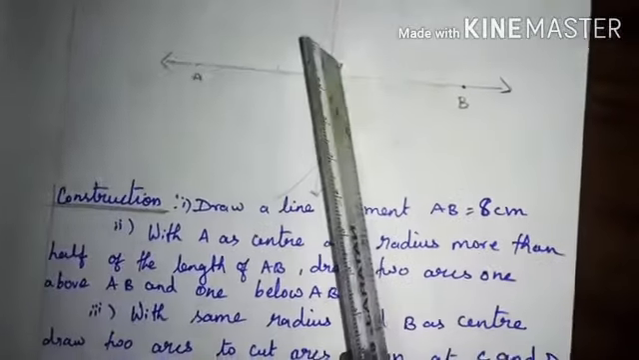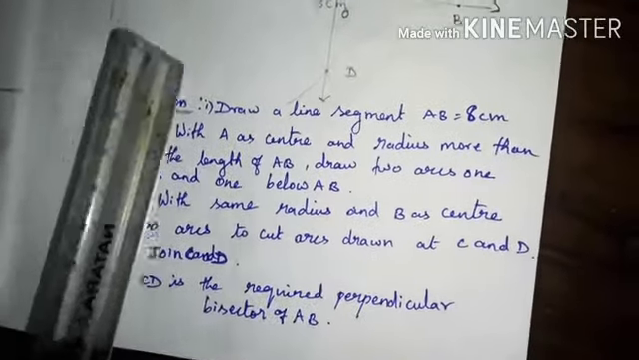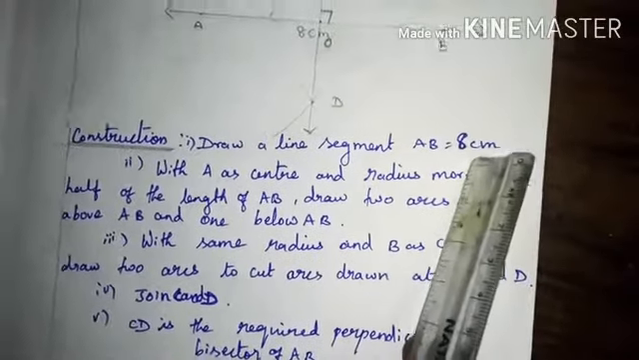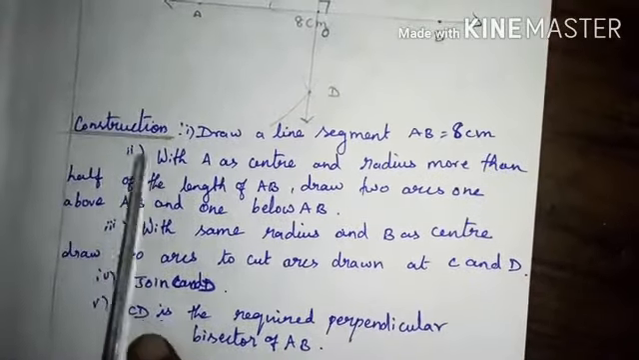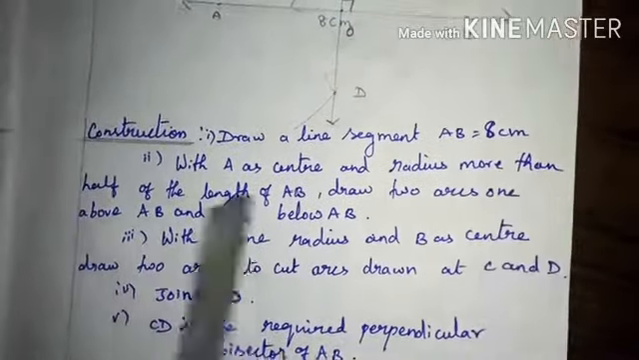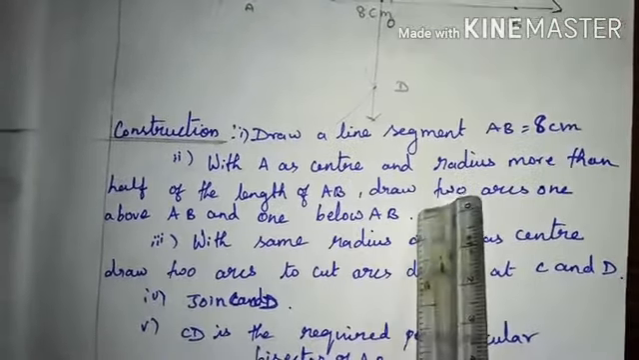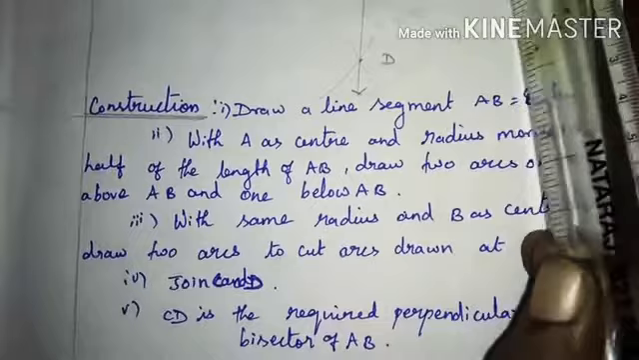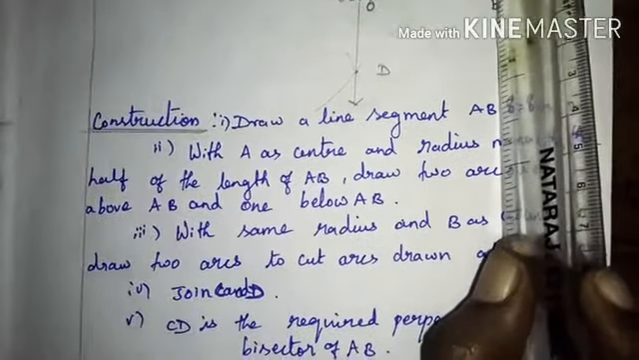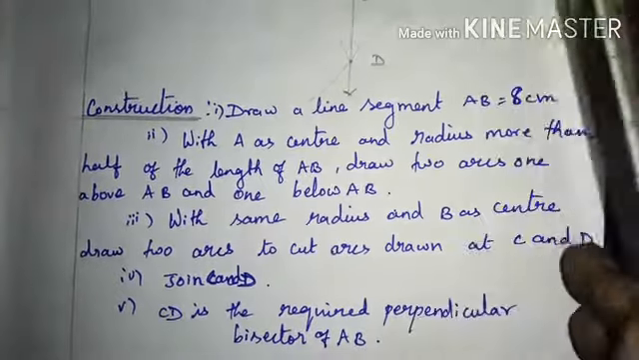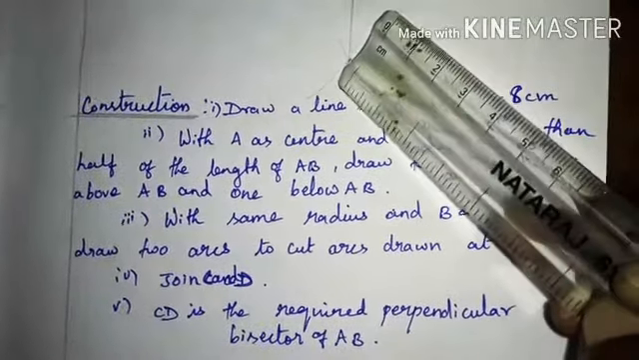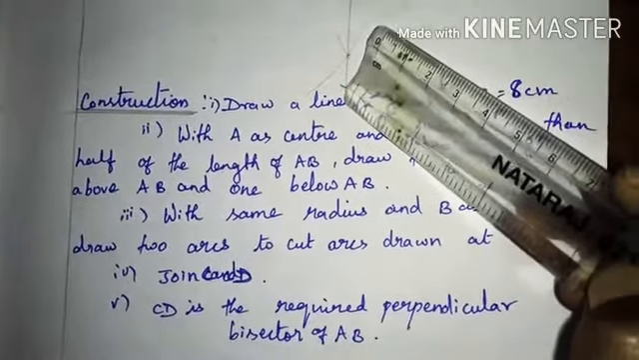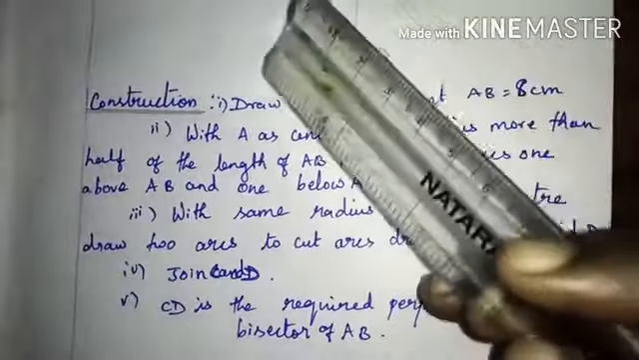After constructing the perpendicular bisector, you have to write the construction, how you constructed it. First, draw a line segment AB equal to 8 cm. Next, with A as center and radius more than half of the length of AB, draw two arcs, one above and one below the line AB. With the same radius, keep the compass at B and cut two arcs which cut the previous arcs at C and D. Now join C and D. This CD is the required perpendicular bisector of AB.